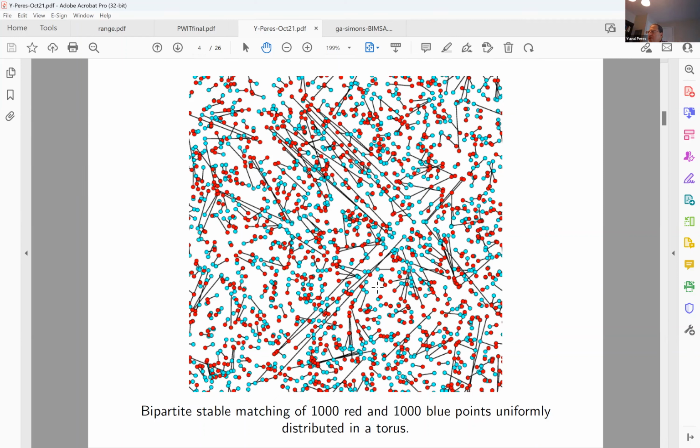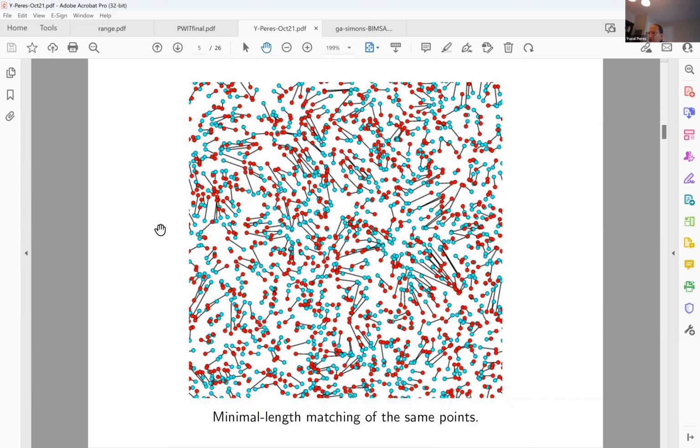If a blue and red point are very close, they will just want to match to each other rather than worry about global optimality. And see here, the second picture has the same collection of points, but now this is the minimal length matching. So the total length is smaller, but in this picture you do have definitely some, even many, unstable pairs.